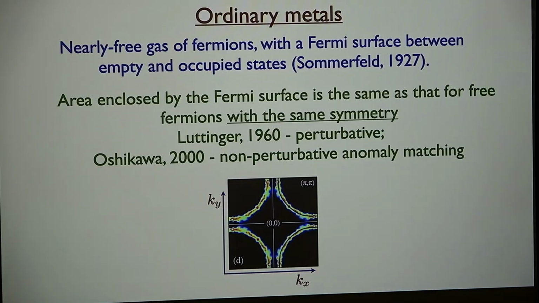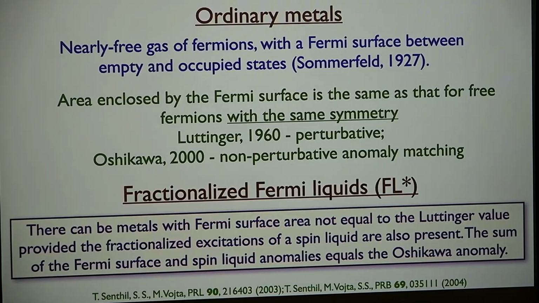So it's sort of like, but not as good, like the Hall conductors. If you get a certain fractional Hall conductor, you know you have an entangled state of matter. All right, so there are these things we call FL star, where the Fermi surface area is not equal to the Luttinger value. And so by the anomaly matching argument, there has to be something else that makes up that anomaly. And that something else is a spin liquid.